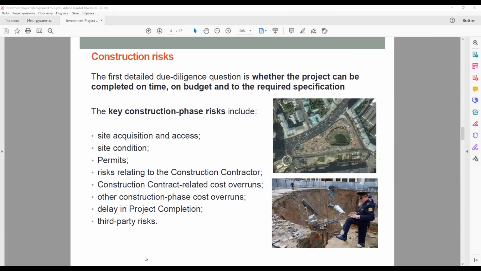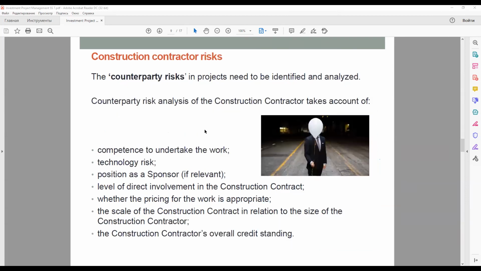Yeah, let's go to the next set of risks. It's construction risks, that is, counterparty risks. The counterparty risk in projects needs to be identified and analyzed. These risks, mainly related to technical and financial capacity, relate to all parties with which the project company has contracts or subcontracts. This could include the construction contractor, contracting authority, and others.